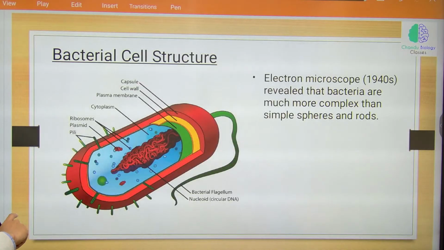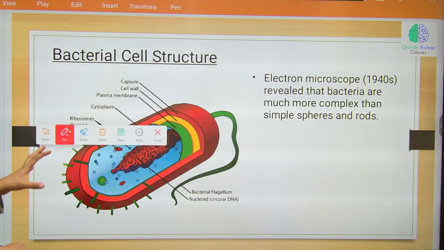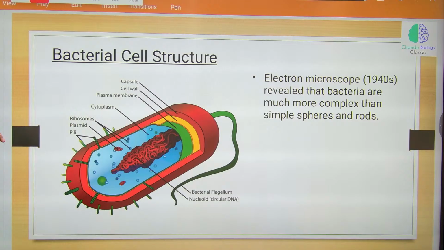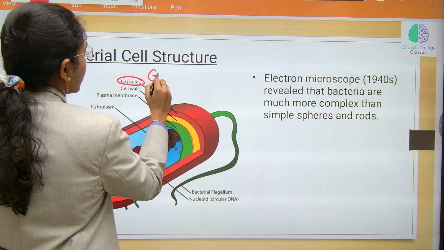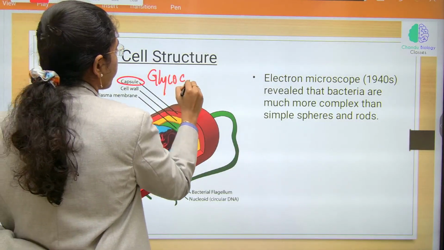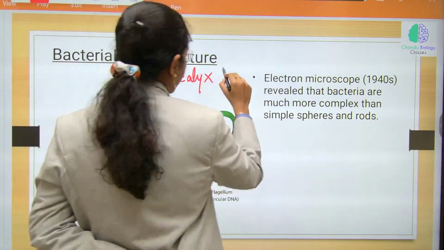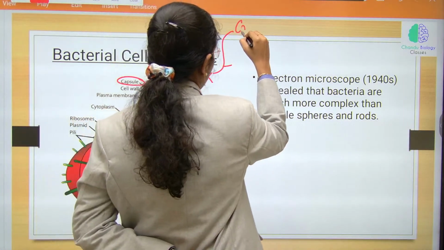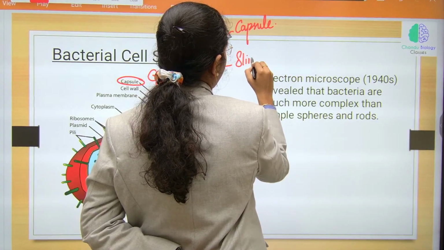Now you see bacterial cell structure. In the cell structure of bacteria, the bacterium is outermost covered by a cell envelope. The cell envelope has an outermost layer known as glycocalyx. This glycocalyx can be either in the form of a capsule or in the form of a slime layer.